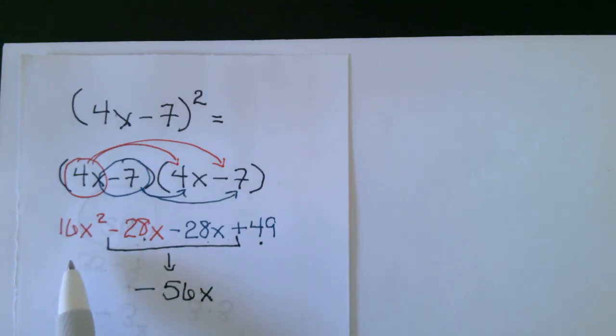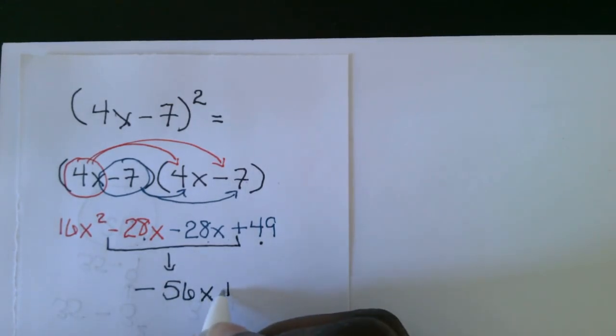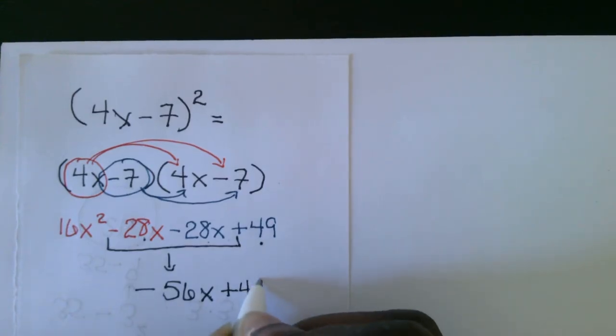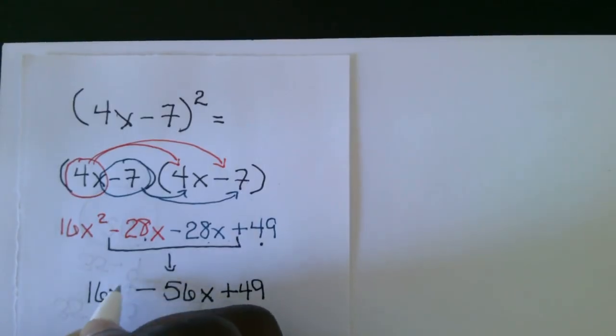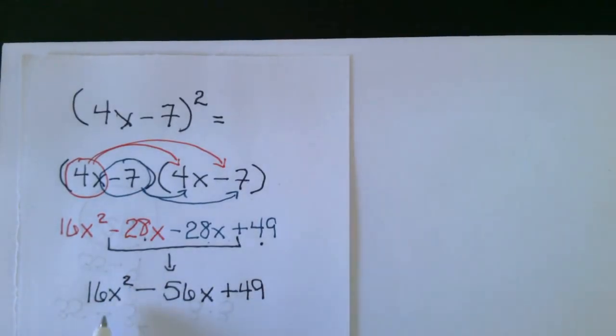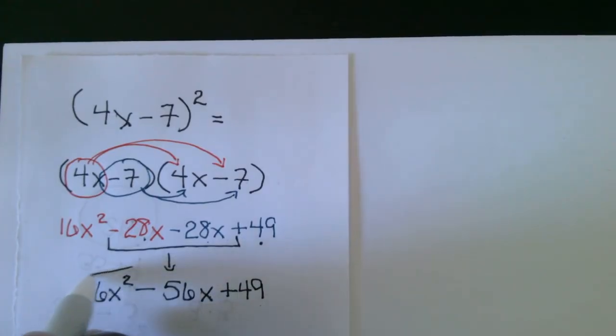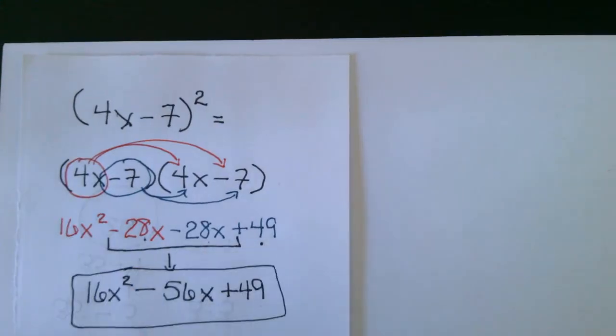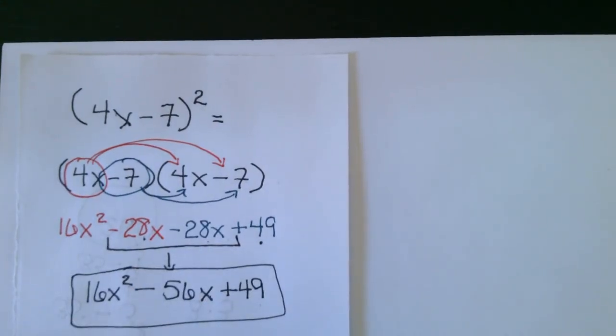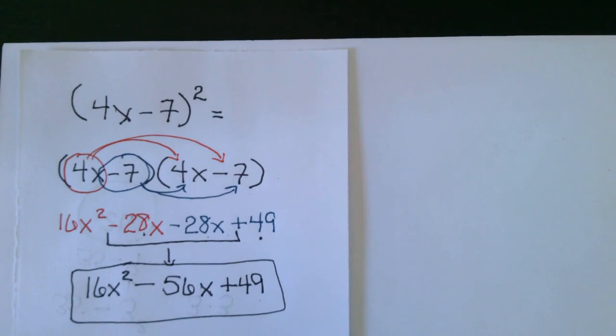Okay. So now we're going to bring everything down. Bring down our positive 49. Bring down our 16x squared. And right here we have an x squared, we have an x, and we have what's called a constant. So they're not like terms. X squared and x are two different worlds. So we can't combine those two.